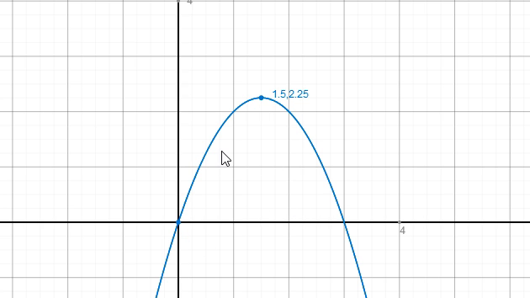Alright, so it really helps out to graph this stuff and look at a graph. So the procedures here are pretty easy. Let's work some more.